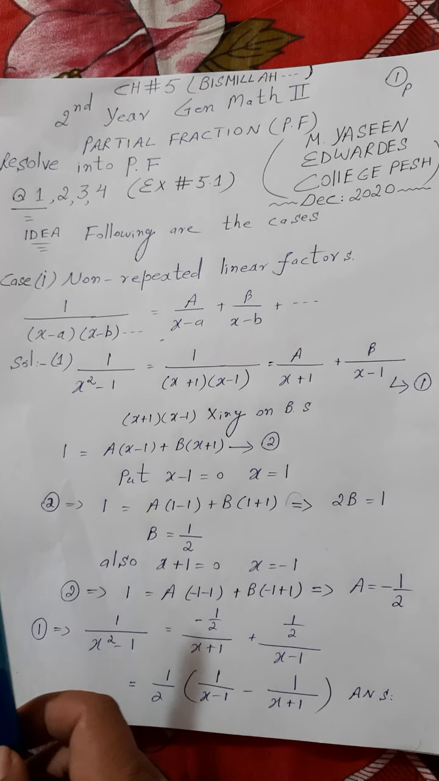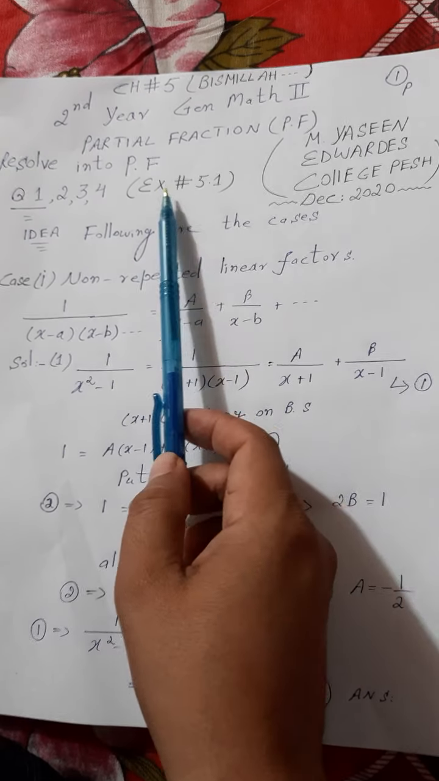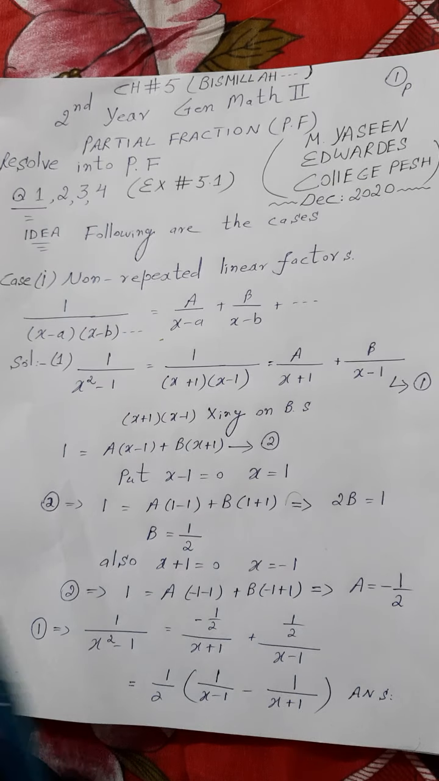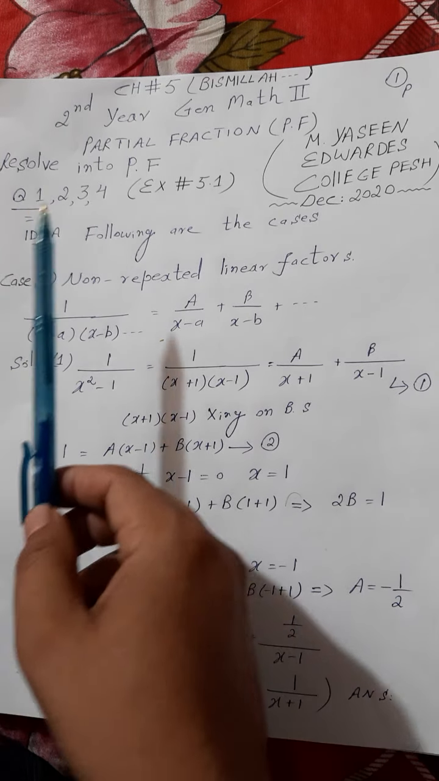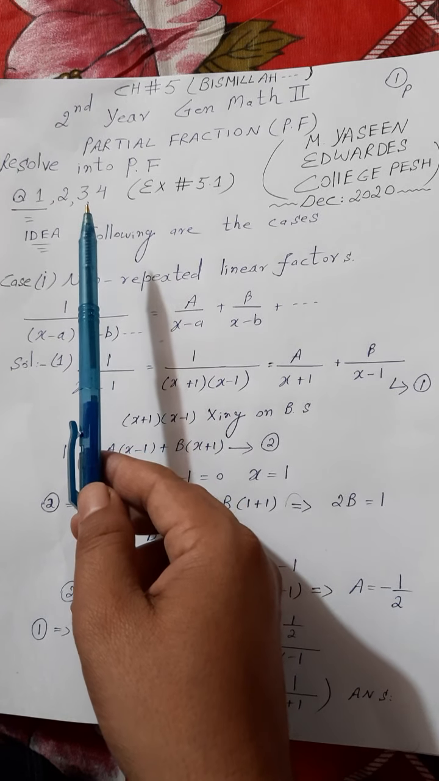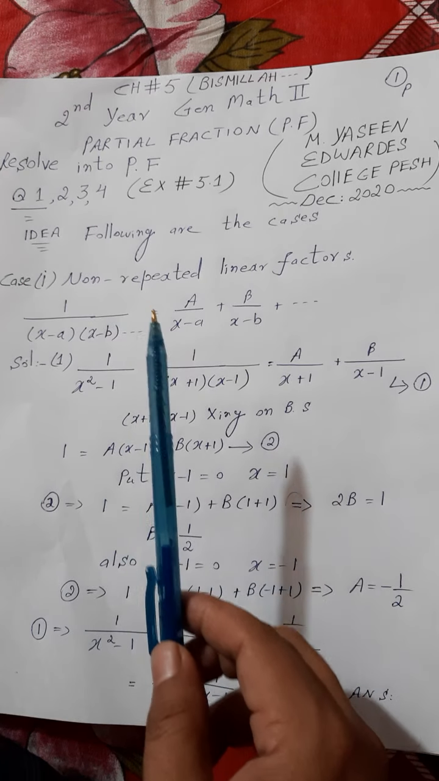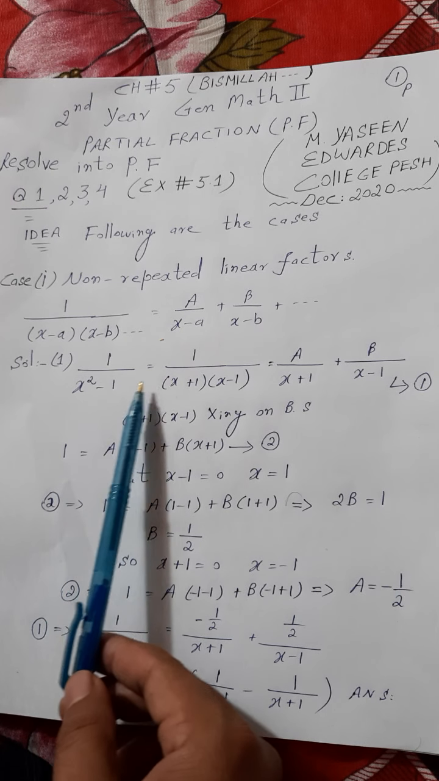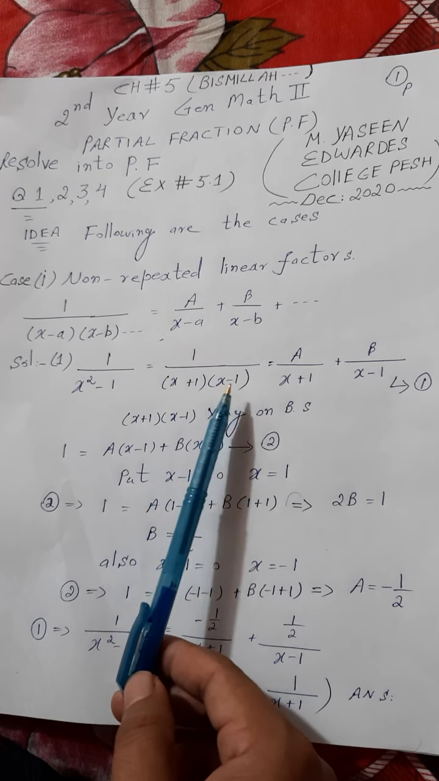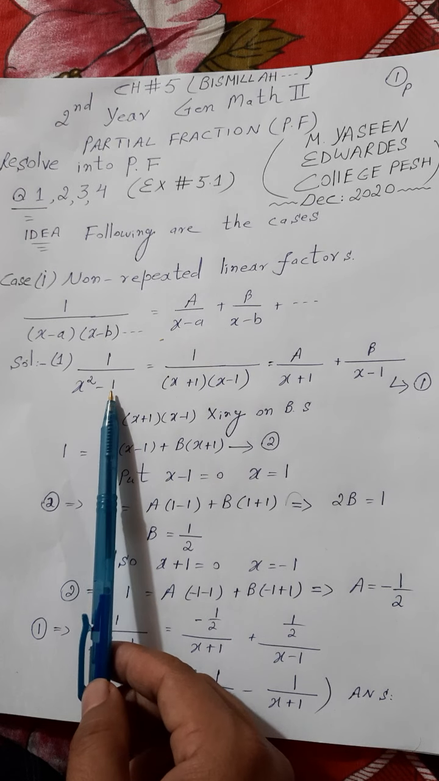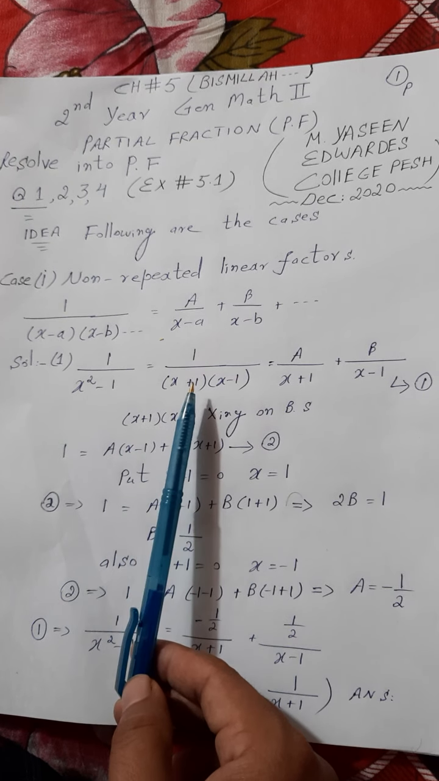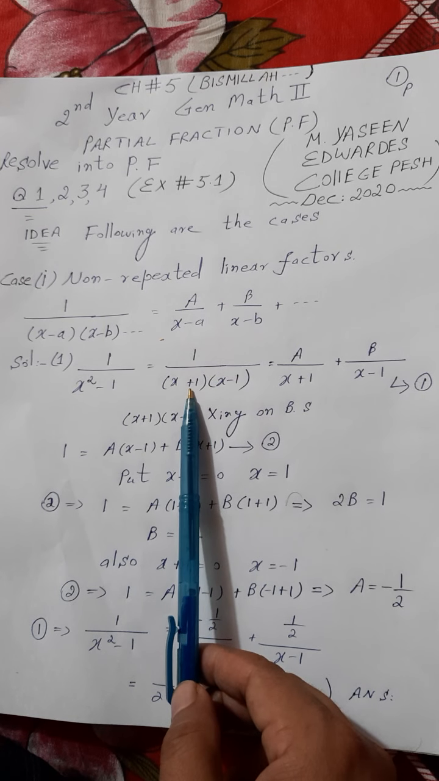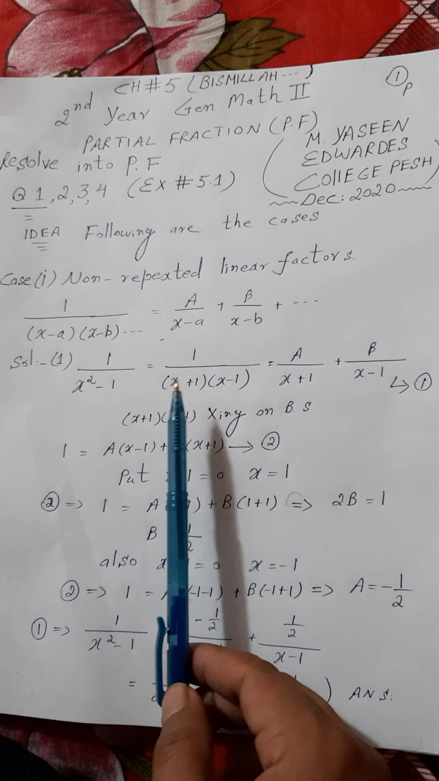For example, there is question number 1 of exercise 5.1. Questions 1, 2, 3, 4 are included in the new course of content due to COVID. This is the selection for the second year general maths. So question number 1: 1 over x squared minus 1. This can be written as 1 over (x plus 1)(x minus 1), by the formula a squared minus b squared equals (a plus b)(a minus b). This is the type of non-repeated linear factor.